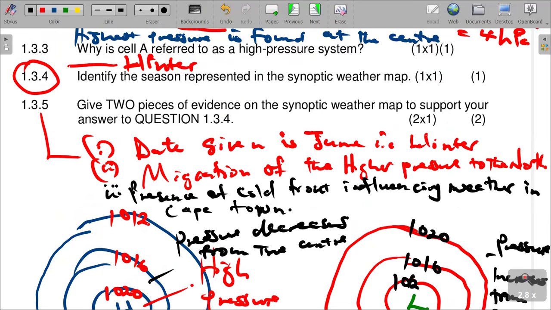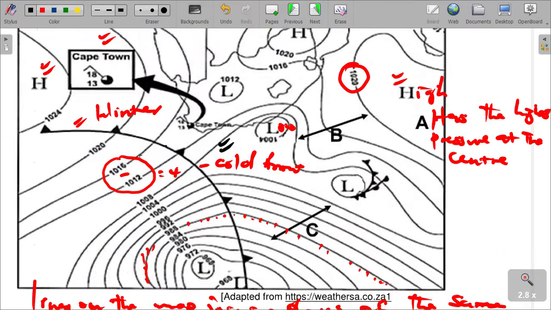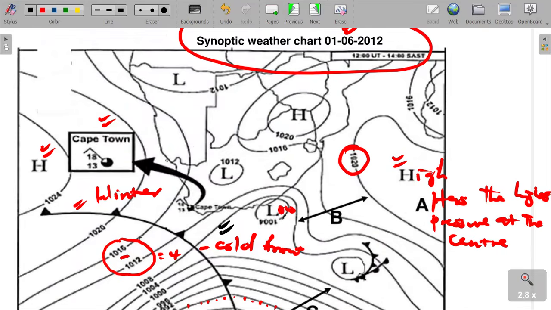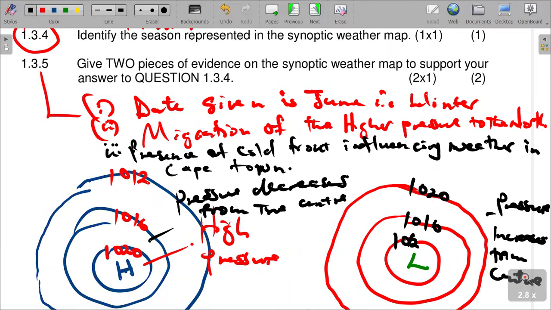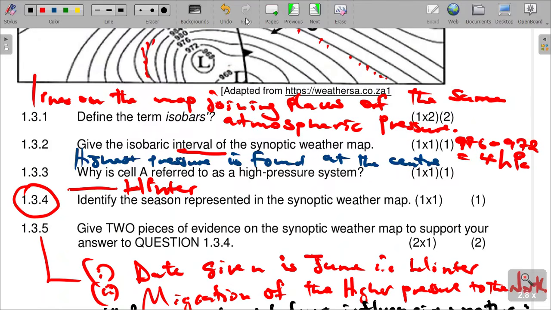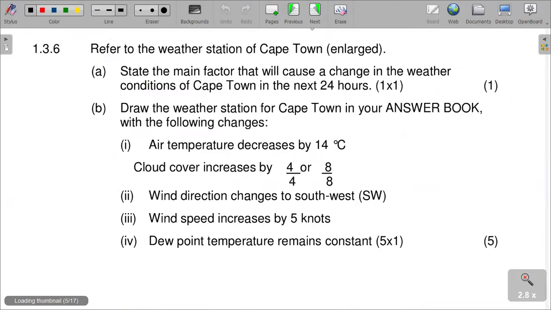So what we are saying for 1.3.5 is that we are given the date, the position of the high pressure cell, and also the presence of the cold front affecting us, which also shows our weather conditions, almost overcast. So now let's go to the next question. Let's just answer the next question.